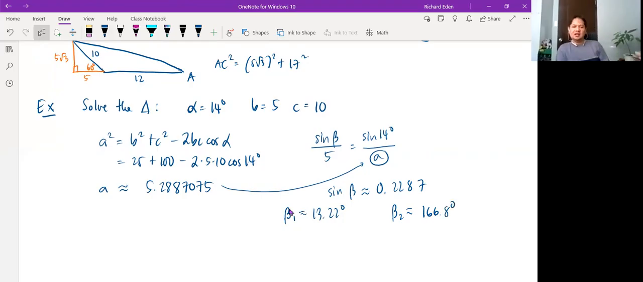But based on this alone, can you see if both avenues would be productive, or is one of them going to lead to a dead end? Beta 2, right. Beta 2 is immediately not considered, not possible, because when added to 14 degrees, lampas na tayo sa 180 degrees. So if beta 1 is approximately 13.22 degrees, then that means isa lang ang beta.